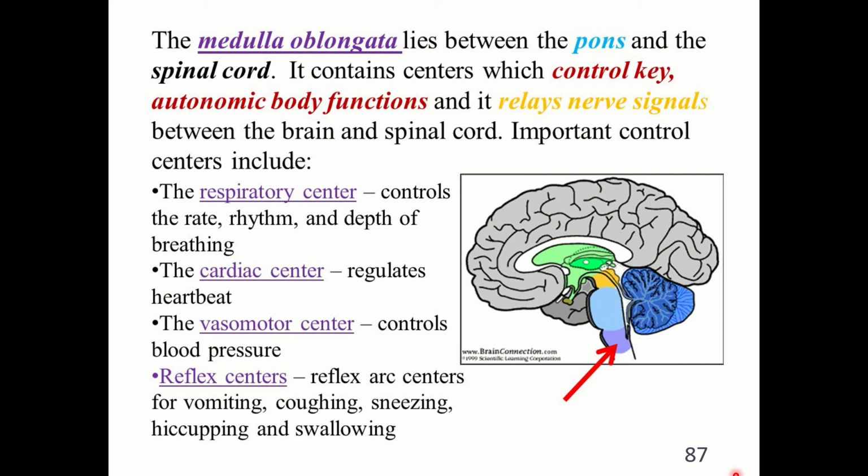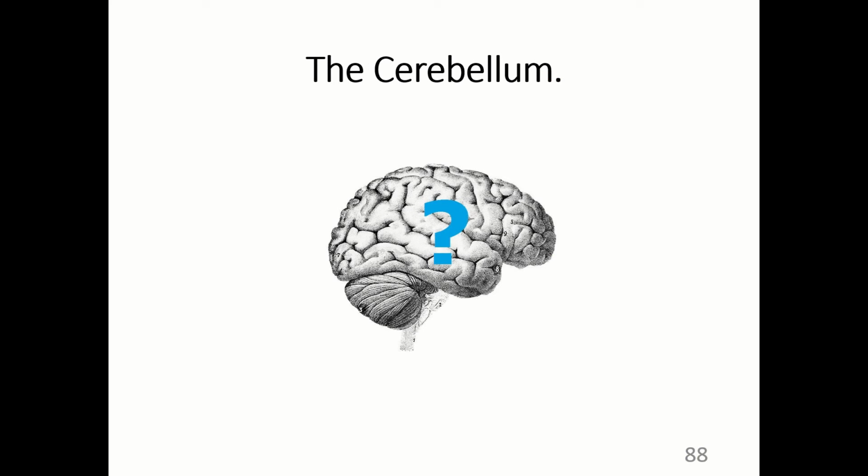So here are the important centers again. The respiratory center controls the rate, rhythm, and depth of breathing. The cardiac center regulates heartbeat. The vasomotor center controls blood pressure. And reflex centers exist for vomiting, coughing, sneezing, hiccuping, and swallowing. Okay, so that's the brainstem.